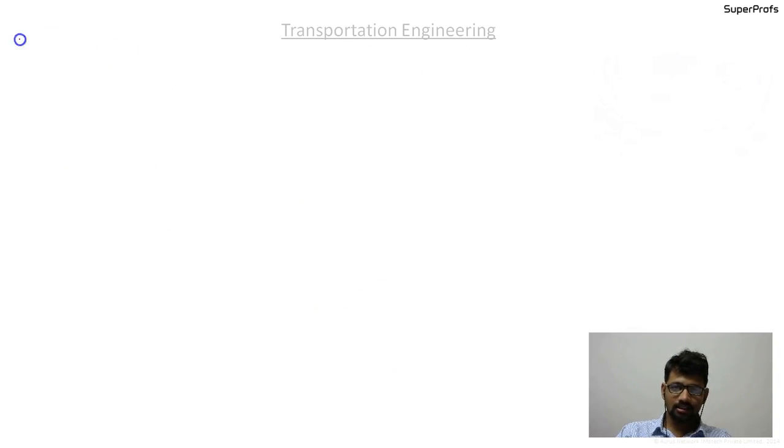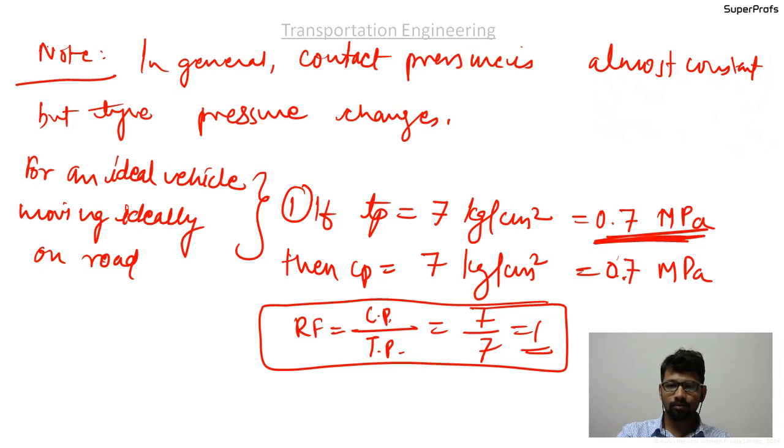So rigidity factor is equal to 1 whenever the tire pressure is equal to 7 kg per centimeter square. This is very important and you should remember it well, that whenever tire pressure is equal to 7 kg per centimeter square, then the contact pressure is also 7 kg per centimeter square.